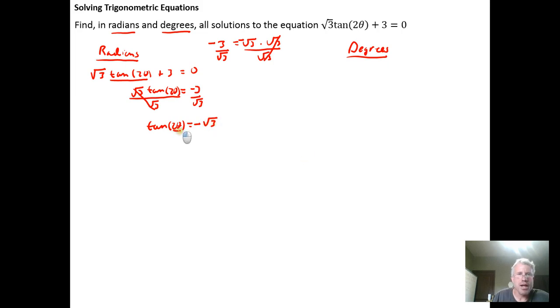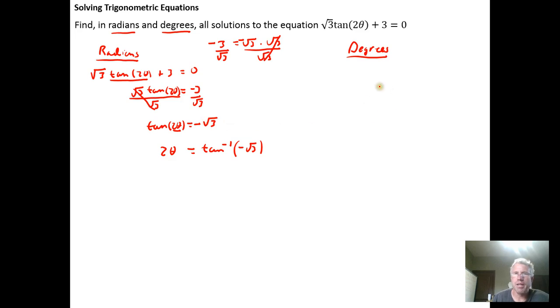And then to get the 2 theta out of here, we can apply the inverse tangent function to both sides. So the inverse tangent of the tangent of 2 theta is just 2 theta, equaling the tangent inverse of negative square root of 3. And then we want to think about this for a minute. What we want to remember is that this is the angle that generates the side ratio negative square root of 3.